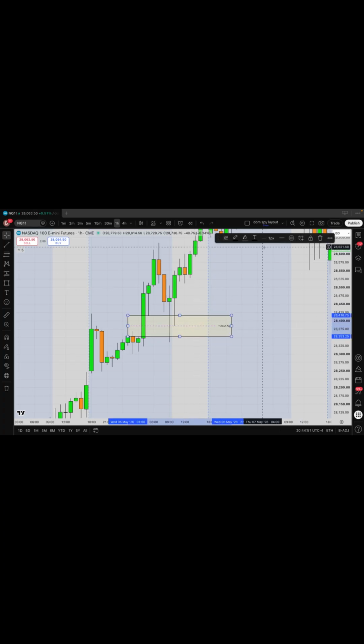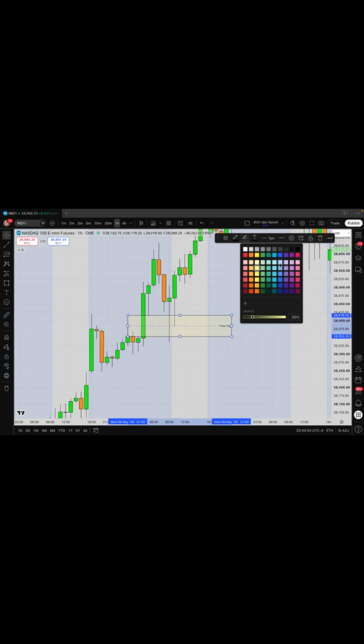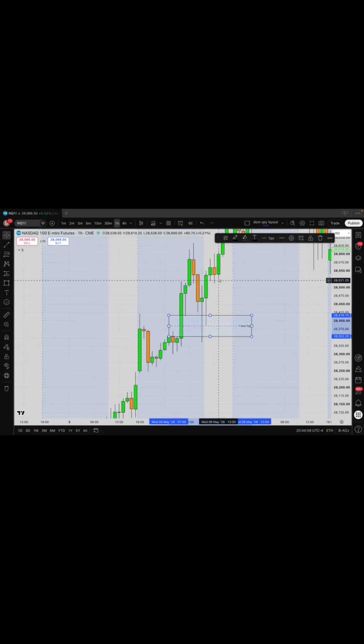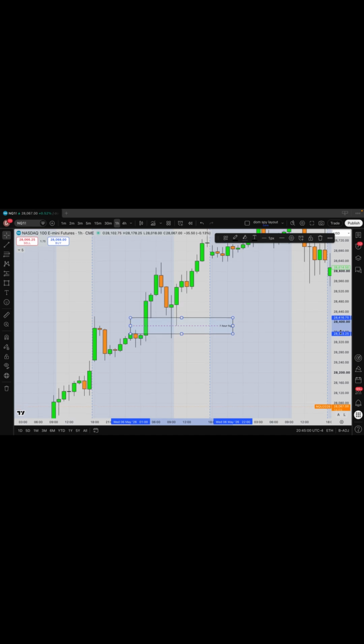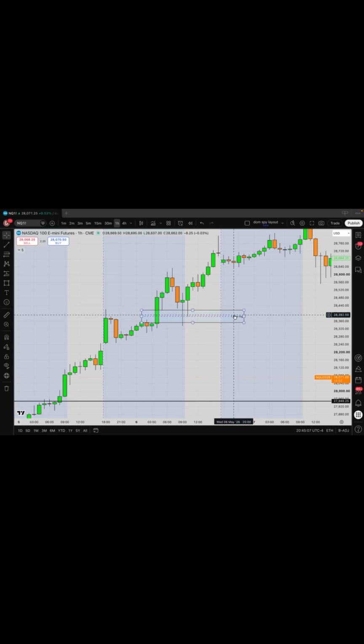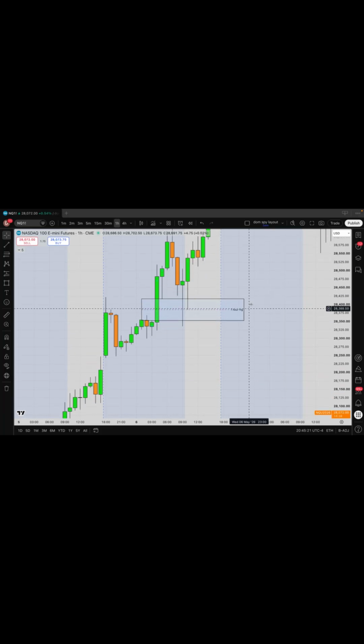And for 1 hours, I like to use blue because it lets me know, okay, this is a higher time frame FVG. The higher the time frame, the more true the FVG will hold. So if you have a 30-minute time frame, that's good. 15s and 5s are good, but once you get down to 1 minutes, they work just as well, but they can easily get disrespected rather than a 1 hour.